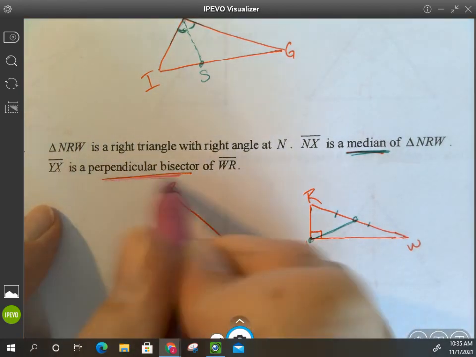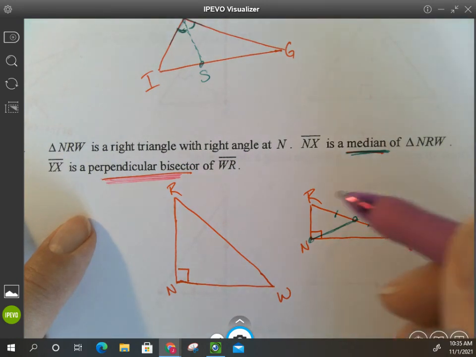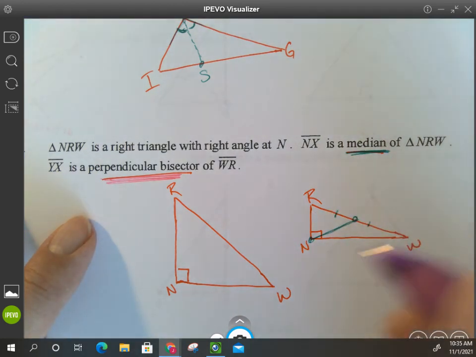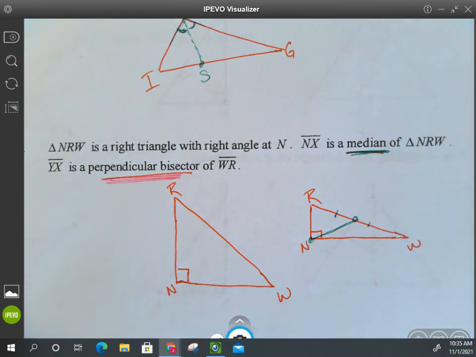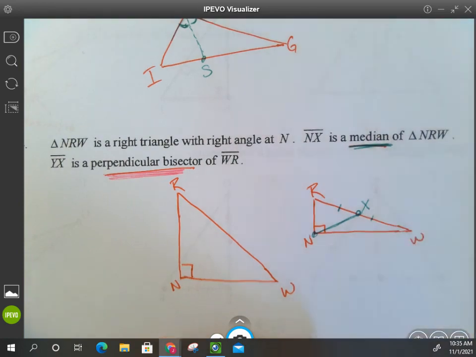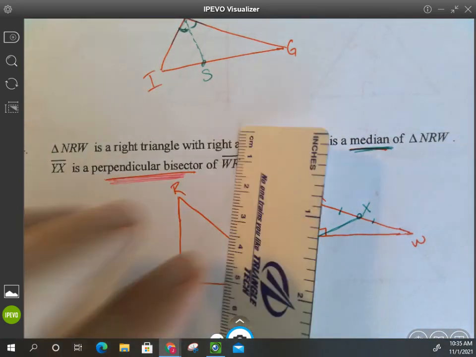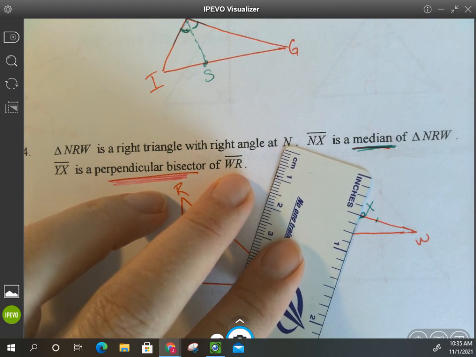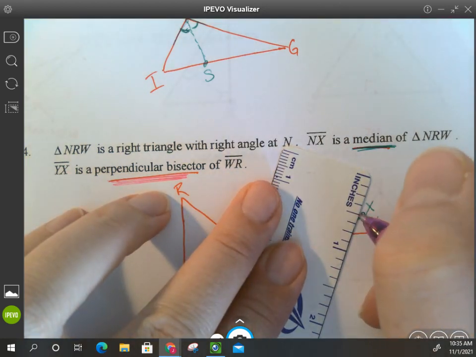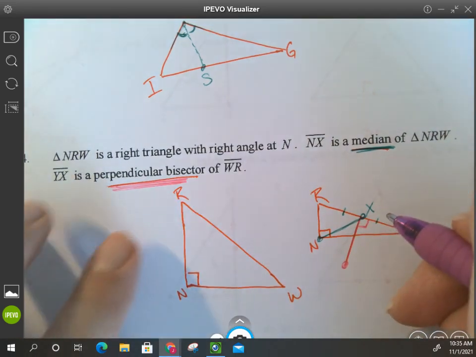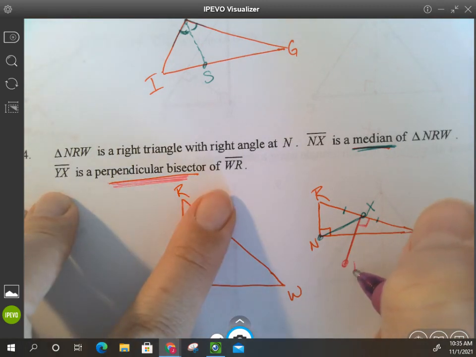The perpendicular bisector of WR. Okay, a perpendicular bisector splits a segment in half and makes a 90-degree angle. It does not have to go to here. So I need to make from this midpoint, what was that midpoint, X? I need to make a 90-degree angle. So I'm going to take my straight edge. I'm going to try to line it up. Here we go. So it would continue my triangle. And this would be my perpendicular bisector. And what is it? W.